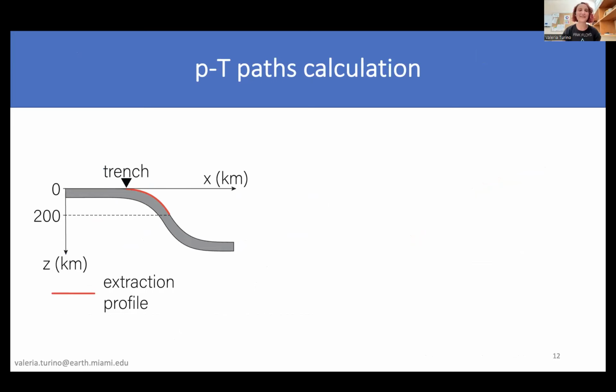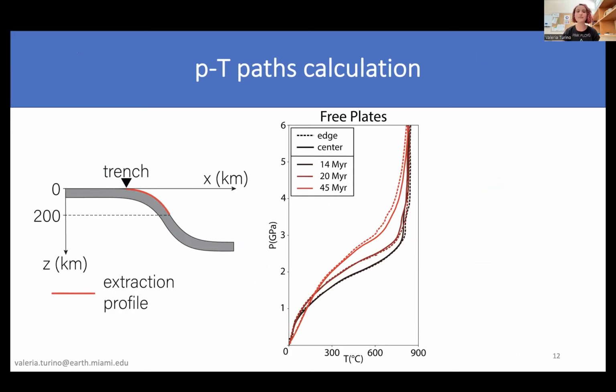The first thing we did was to extract pressure temperature paths from the surface to 200 kilometers depth along the slab top. What we obtain looks like this. I'm showing here three different times just to see that we have a time evolution of temperatures, and in particular, temperature will decrease as time increases in our model run. And then if we look at the plate edge, which is the dashed line, and the plate center, which is a solid line, we also see that we do in fact have an along strike variation in temperatures.